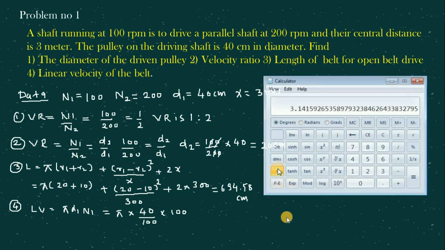Pi into bracket 40 divided by 100, close the bracket, multiply by 100. So the value comes out to be 125.66. Remember, it is in terms of meters per minute.